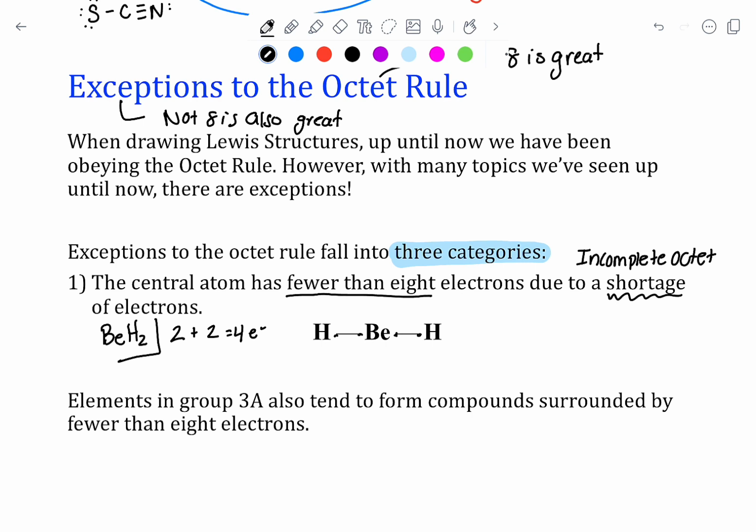So we only see this in elements that don't have enough electrons. So this would specifically be hydrogen, lithium, beryllium, and boron, as well as aluminum. Okay, so those are the elements that we typically see this in. Not every element can have a shortage of electrons. If you have extra electrons from your counting, then you have to put them into the structure. You can't just throw them away. So this is specific for these 5 elements.